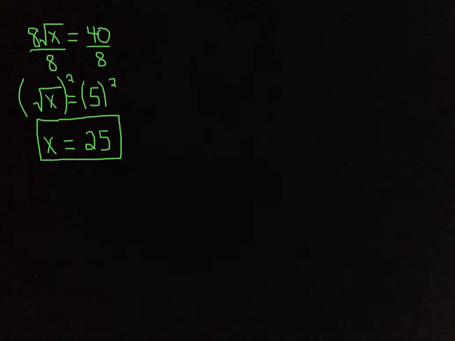And you could always substitute it back into the original equation to see if it works. Square root of 25 is 5. 8 times 5 is 40.